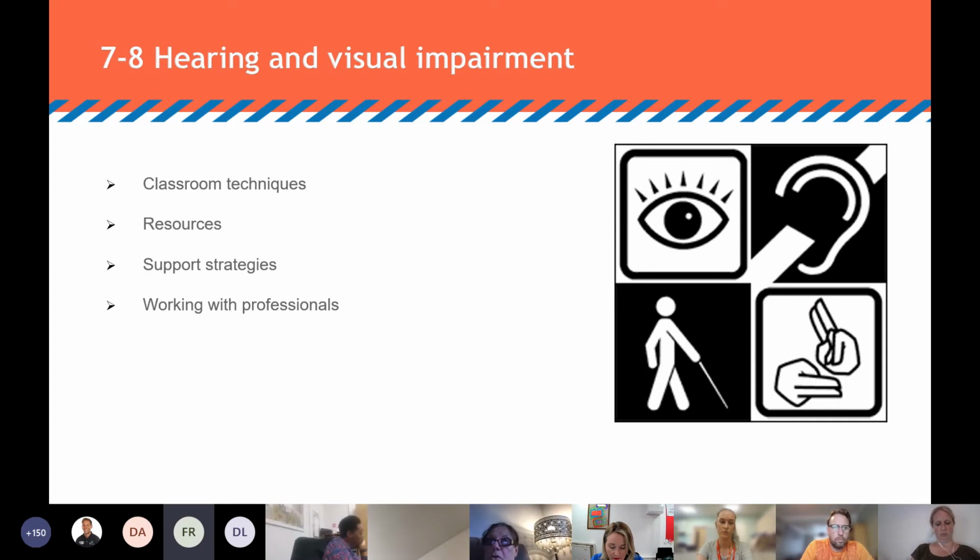Modules 7 and 8 will all be about hearing and visual impairments and how this affects our learners in everyday life and in school. We'll be looking at classroom techniques, the resources that you can purchase, as well as looking into what the NHS should be providing for these learners, for all of our learners with any additional needs. Looking at the in-class support strategies, and then working alongside the professionals as well, those multi-agency professionals that are there to support not only the learners, but also the schools.